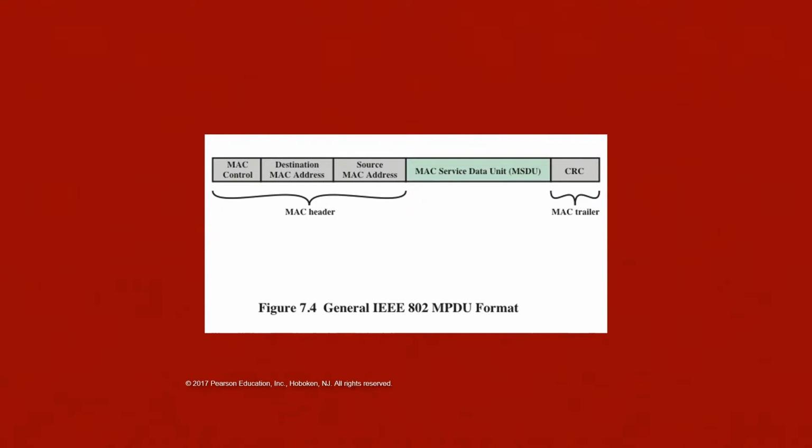The fields preceding the MSDU field are referred to as the MAC header, and the field following the MSDU field is referred to as the MAC trailer. The header and trailer contain control information that accompanies the data field and that is used by the MAC protocol.